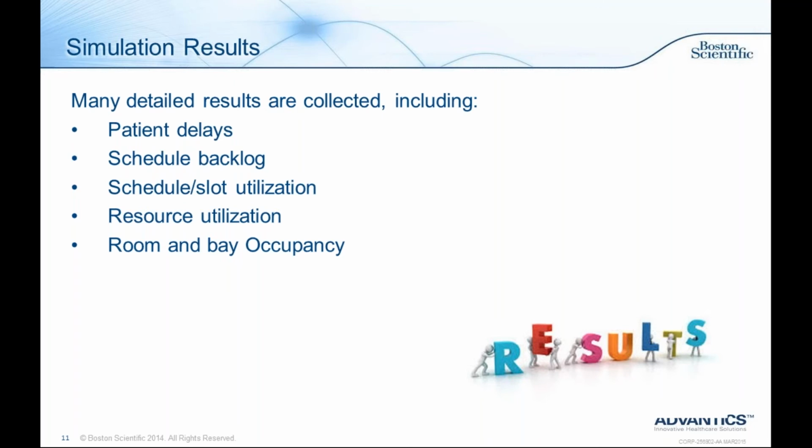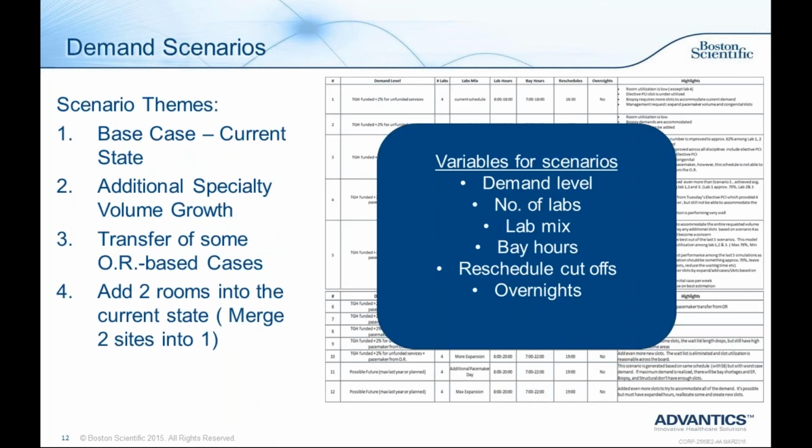Like I mentioned earlier, we generated 12 different scenarios for this project. The 12 were categorized into 4 key themes. One is to understand the base case, the current state. Don't focus on growth. One of the leaders on the leadership team said, let's just understand what we can do to enhance the current performance. So a lot of variables are the same. Demand level would be changed, but the number of labs, the lab mix, the day hours, a lot of basic operating things are the same.